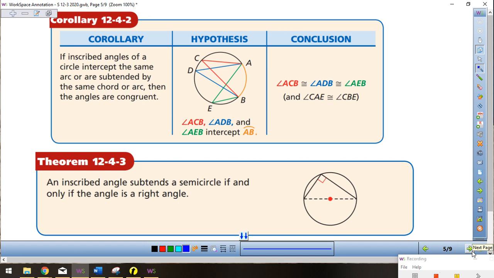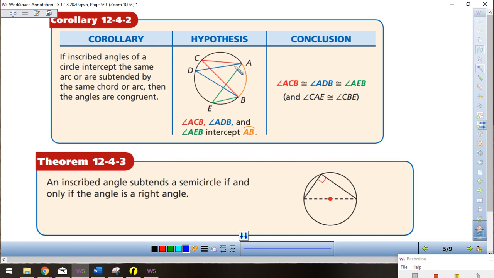Now we're going to talk about multiple inscribed angles. If inscribed angles of a circle intercept the same arc, then those angles are congruent. What that means is if I look at angle ACB, its endpoints are at A and B. ADB, its endpoints are at A and B. AEB, its endpoints are at A and B. So that means all of these angles are congruent.